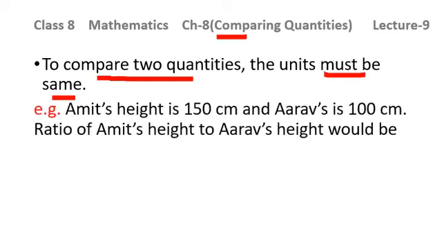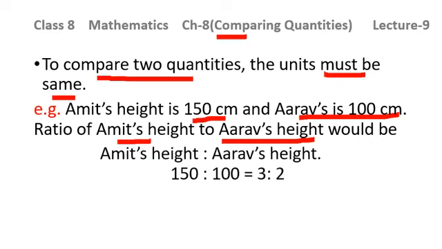For example, Amit's height is 150 centimeter and Arav's height is 100 centimeter. We need to find the ratio of Amit's height to Arav's height. So what will be the ratio? You need to take the ratio, so you will be writing Amit's height to Arav's height. It will be 150 ratio 100, that will be equal to 3 ratio 2. So 3 ratio 2 will be the ratio of Amit's height to Arav's height.